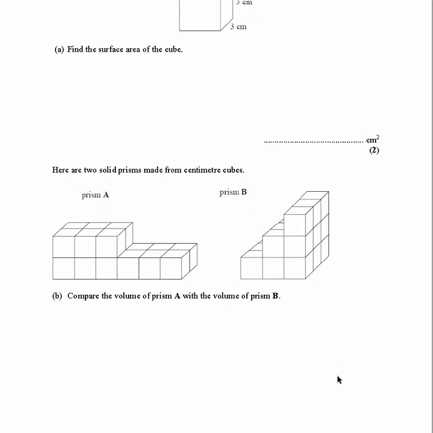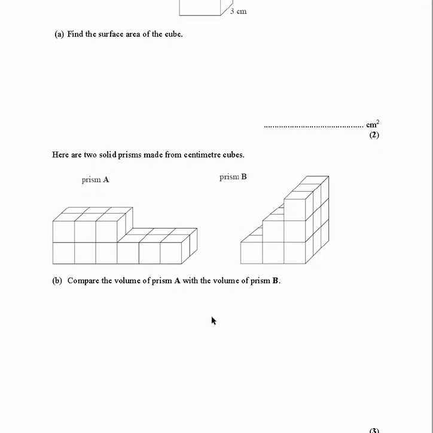And then when it says compare, it just means you've got to literally do that, compare it, make a statement about how big this is compared to this. So you will either write prism A has got a bigger volume than B, or a smaller volume than B, or maybe you might even say it's got the same volume. Okay, whatever your answers say, write down what it tells you.